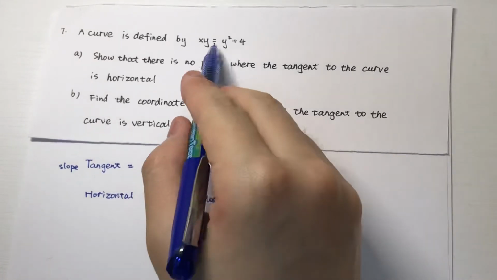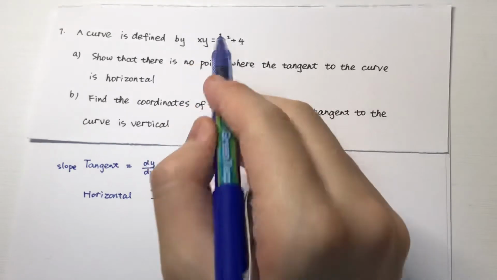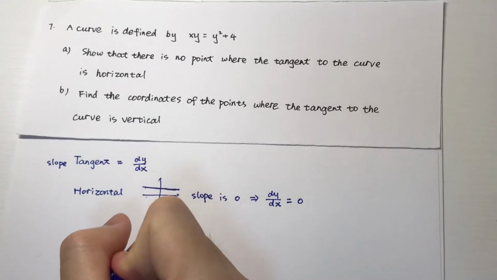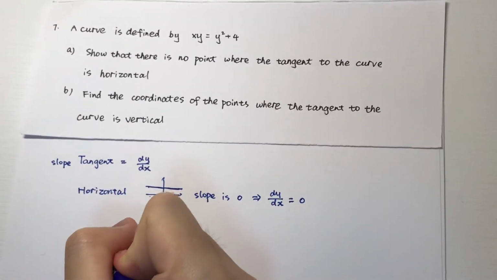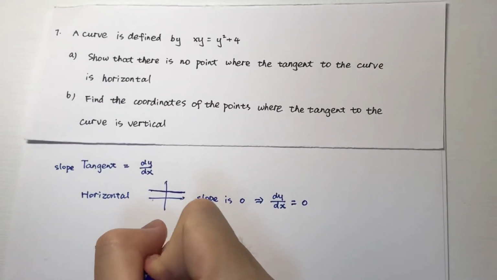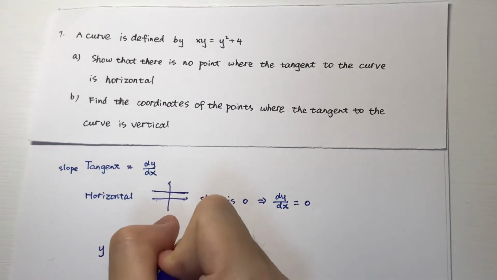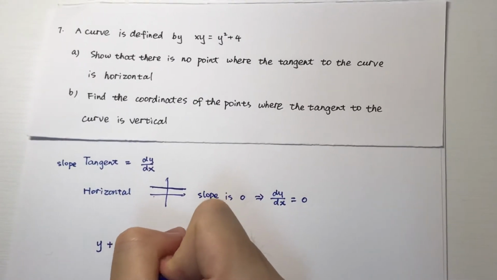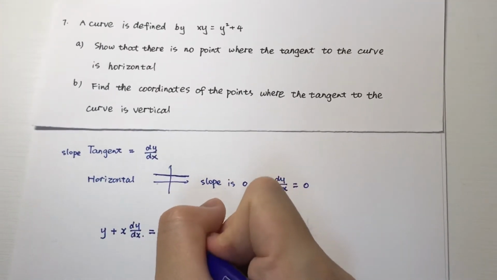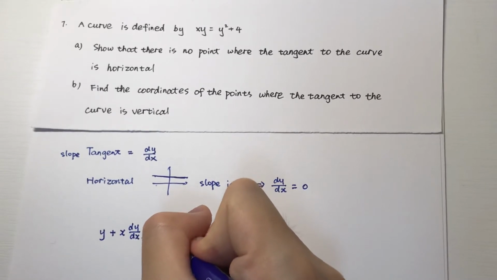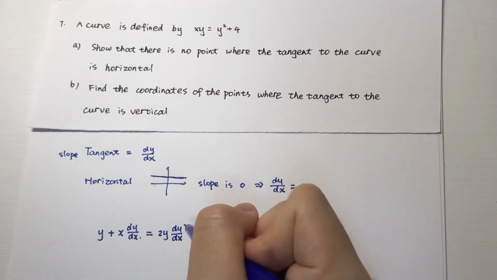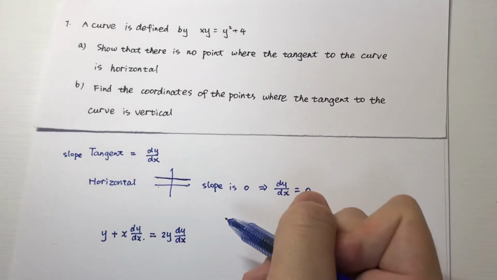So now we should find dy over dx. We need to take the derivative of this curve. For the derivative of xy, the derivative of x is 1, so 1 times y is y. And the derivative of y is 1, but when we find the derivative of y, we also need to add dy dx after it. On the right hand side, the derivative of y squared is 2y, but we still need to add dy over dx. And the derivative of a constant number is 0, so we don't add anything.